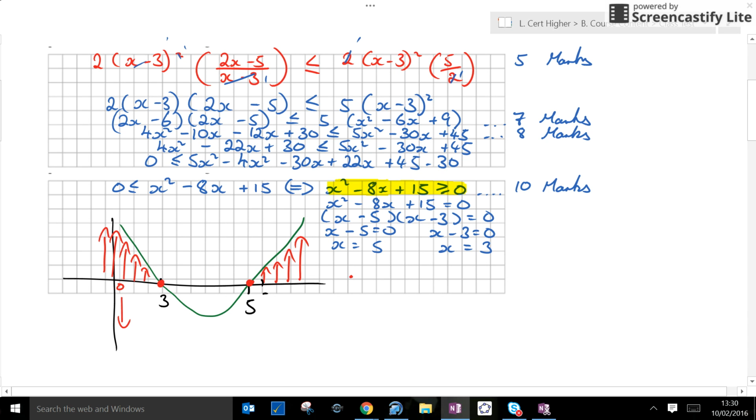Therefore, the solution to this inequality is x can take values less than or equal to 3, and x can take values greater than or equal to 5. And that would give you full marks, 15 marks. If you found the critical points, you got 12 marks. Okay, and I'm going to pause the video here now for a second.